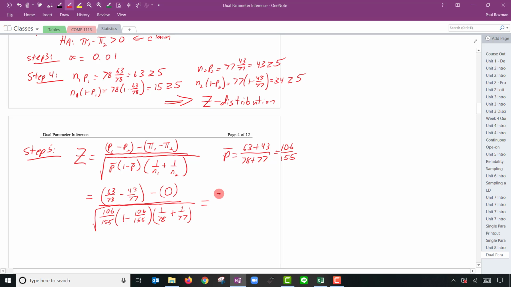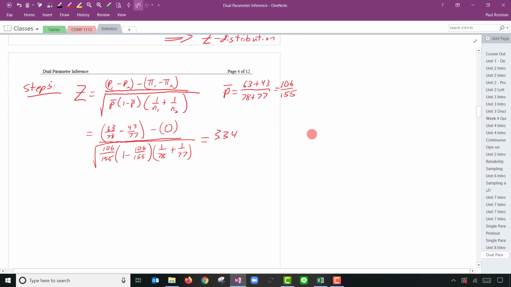Calculating this out, I get 3.34, which is a rather unusual Z-score. But remember, this might be a one-tailed test, and then maybe that isn't that strange. It depends on which side it's on. But it is kind of a weird Z-score. Step 6, we had two methods. We could do this using p-values, or we could do it traditionally. Take our pick. How about we do p-value today?